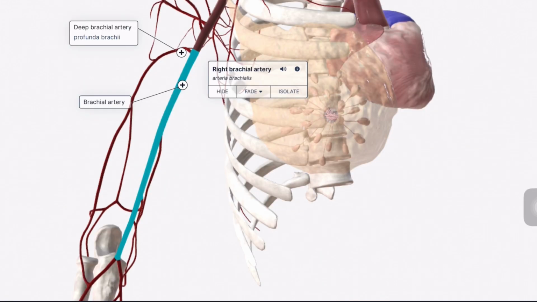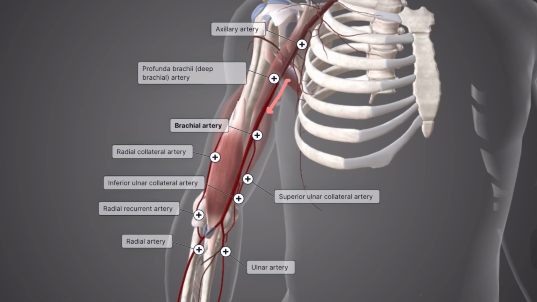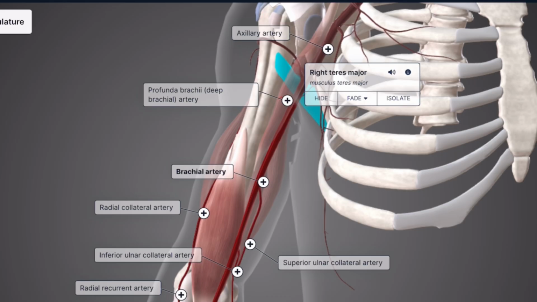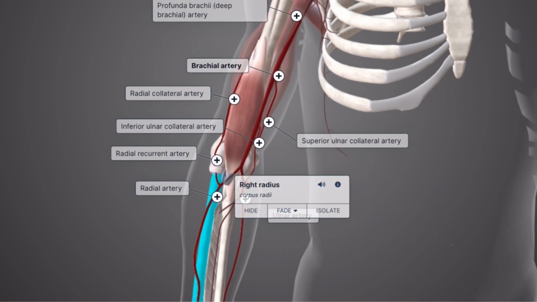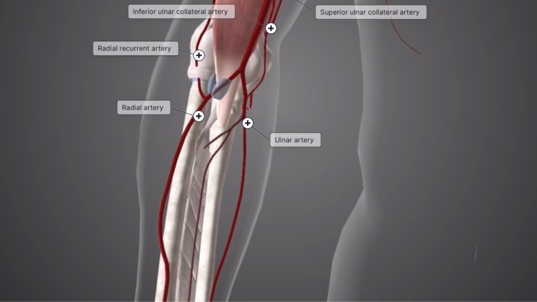Now, the brachial artery. As a continuation of the axillary artery, it begins at the inferior border of the teres major tendon, and it ends at the level of the neck of the radius, about 1 centimeter distal to the elbow joint. At this point, it divides into the ulnar and radial arteries.